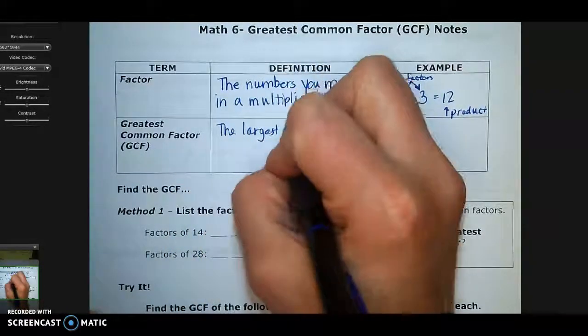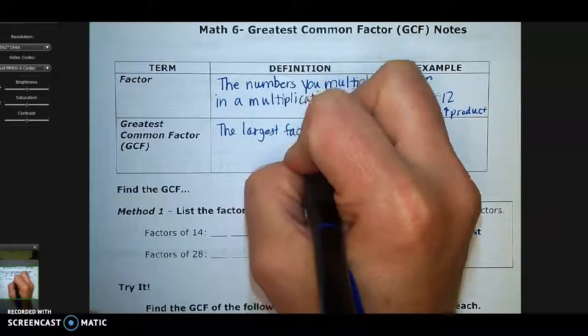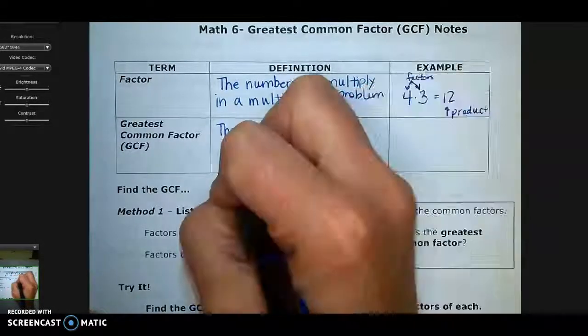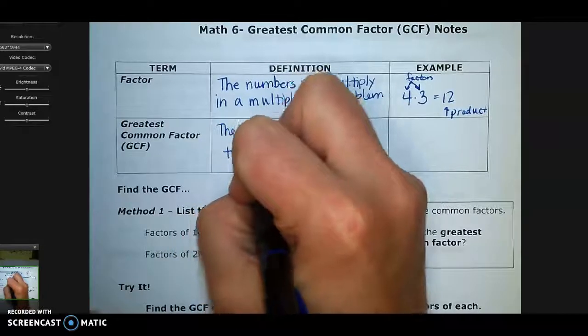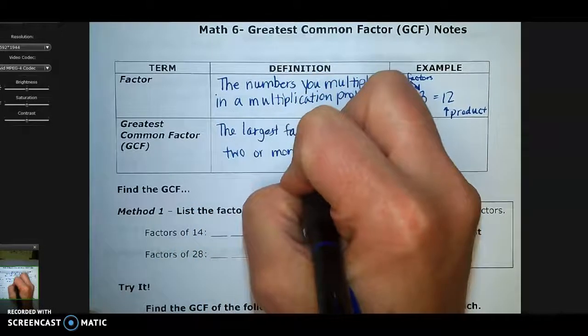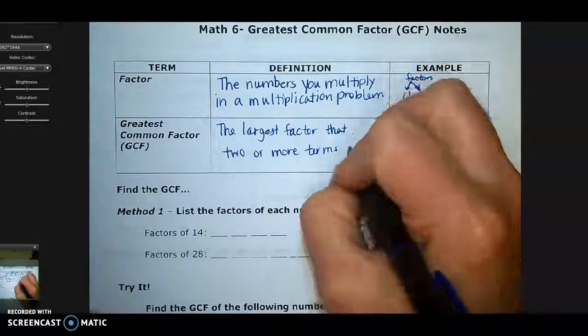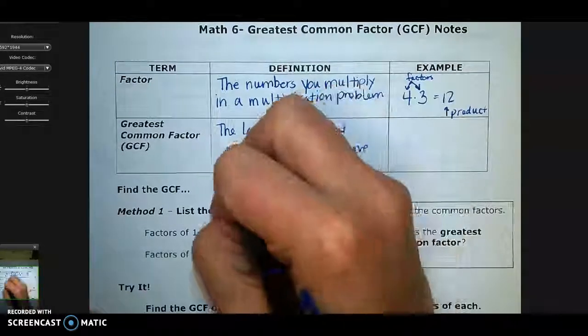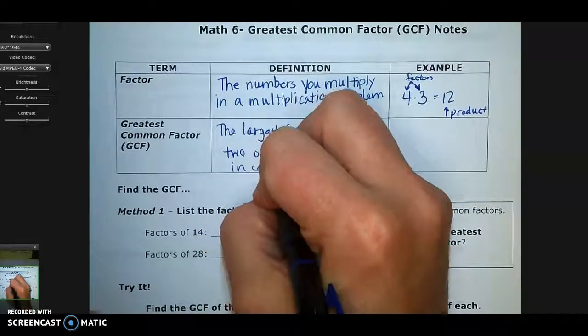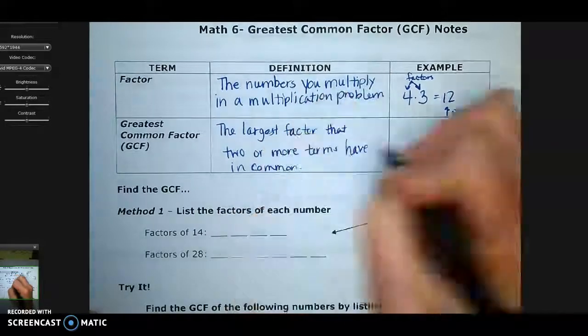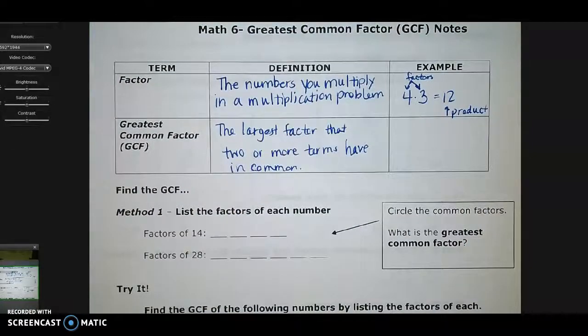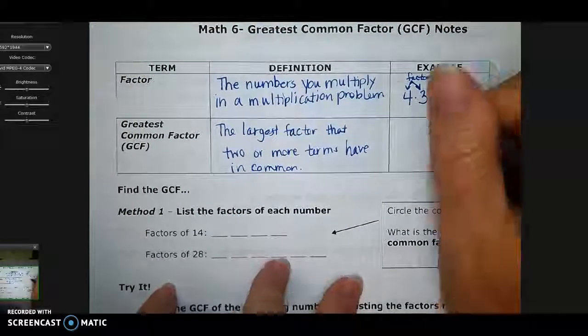And when you find the greatest common factor, you are finding the largest factor that 2 or more terms or numbers have in common. And I say terms instead of numbers because we are going to add in variables into that concept as well.